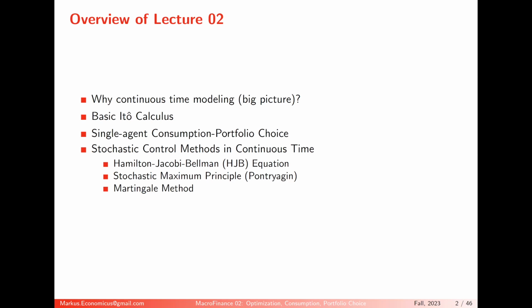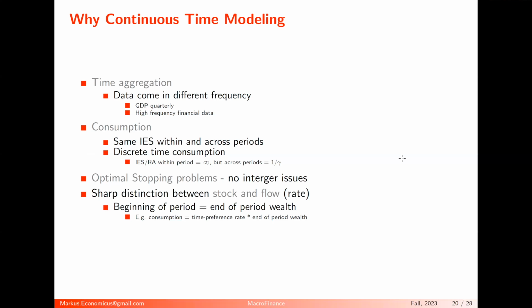And finally, the third method is the Martingale method, which is closely related to the stochastic maximum principle and is another way to get the optimal portfolio and consumption choice. All of these three methods, you can pick your favorite one, have advantages and disadvantages, but it's good to be familiar with all three of them to make sure that we know everything. So first I want to say, okay, why continuous time modeling?